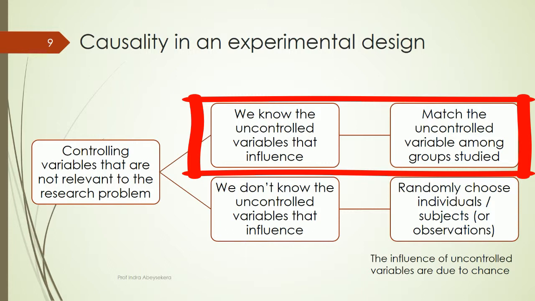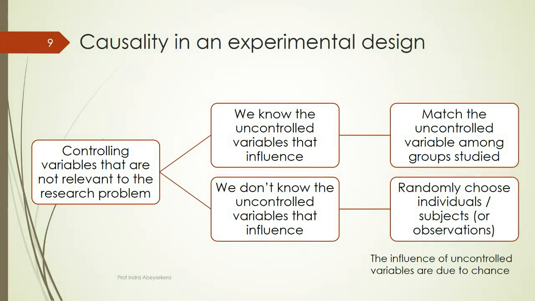In an experiment situation, we may want to compare two groups in relation to the relationship, and in one group we can provide the uncontrolled variables, and in the other group we also provide the uncontrolled variables that are influencing the relationship. That's called matching. So that those uncontrolled variables that are influencing are matched in both groups.